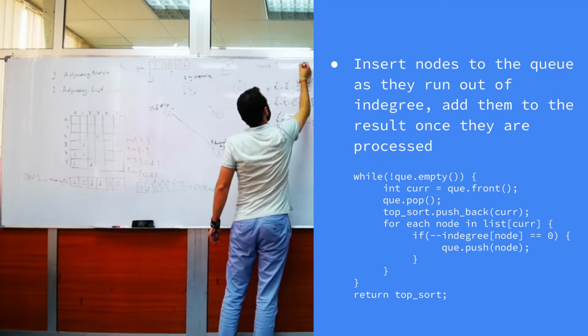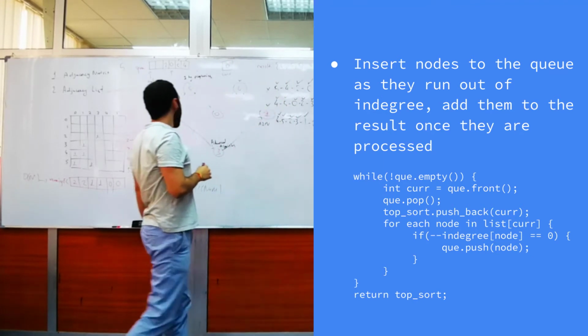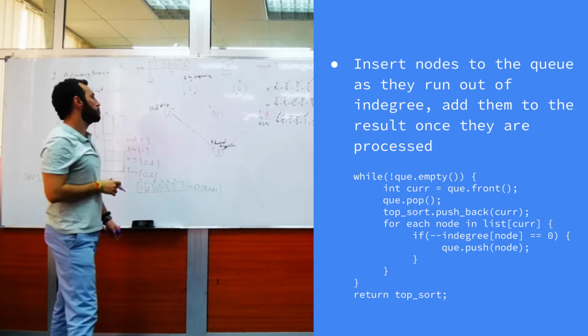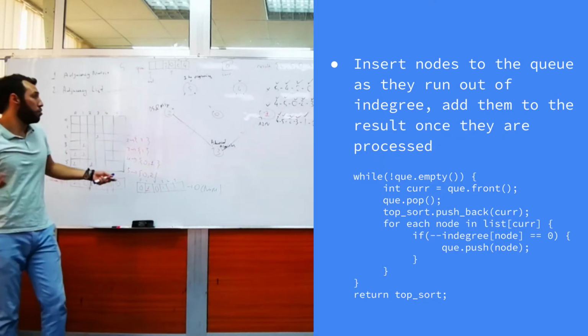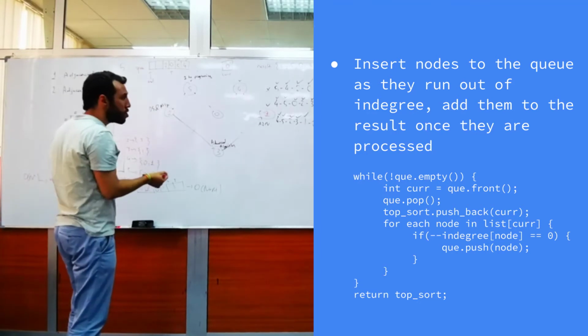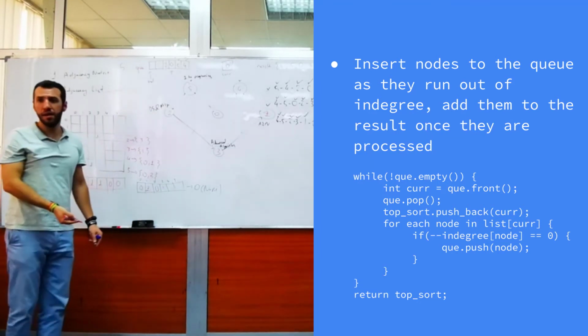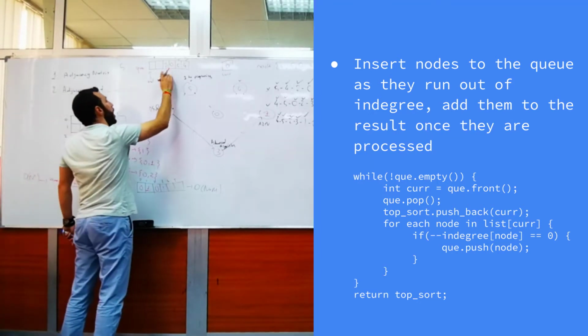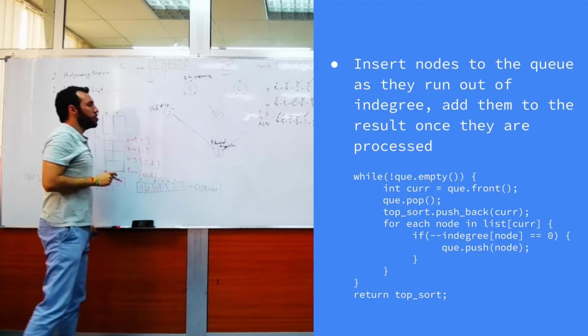And 0 is also added to the result. And now I'm checking outgoing edges of 0. Is there any? No. So I'm done with execution of 0. Is my queue empty? No. Therefore, I continue with 2.